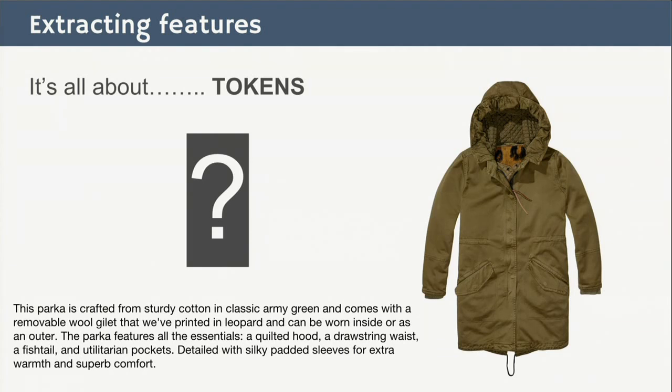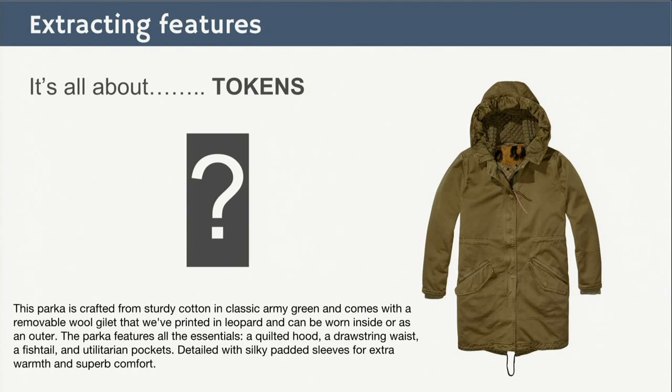Now, you get this item from a certain database, or you fetch the item, and you get some text from some fashion guy who described it in saying words like, this parka is from sturdy cotton, classic army green, and comes with a removable wool gilet. So this is just pure text, and for the reader, it is text, but for the search engineer, it contains a lot of prominent features that you need to extract from here and make something useful out of it.